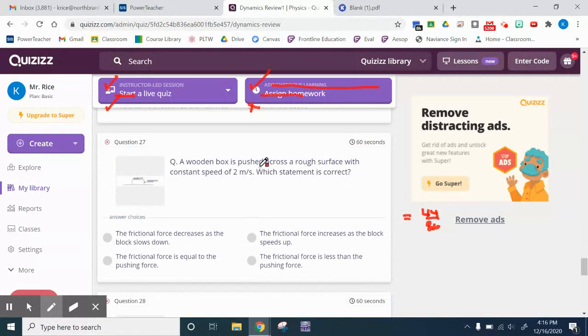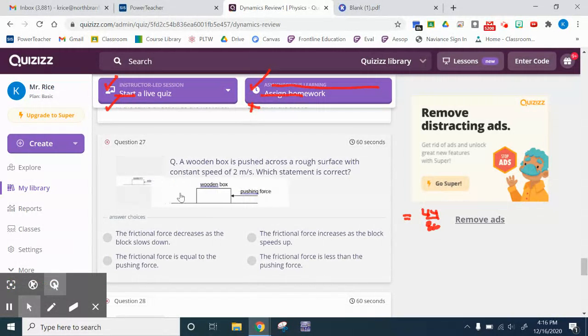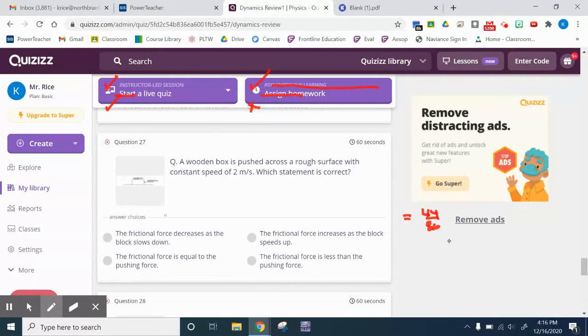We got a wooden box pushed across a rough surface with a constant speed of 2 meters per second. Which statement is correct? Take a quick look at that picture. There it is. Box, pushing force. Not a very exciting picture. The friction force decreases as the block slows down. That's not true at all. Once something's sliding, that sliding friction force mu Fn doesn't change. So once it's moving, that's just a constant friction force.